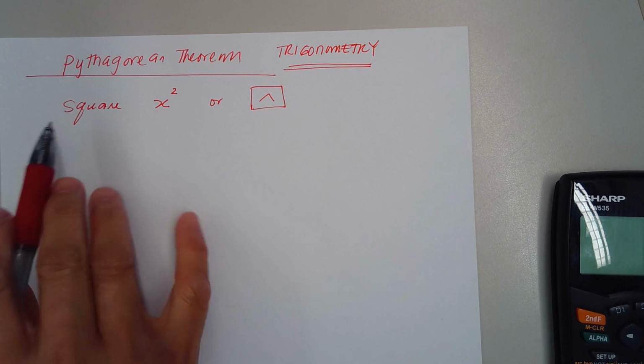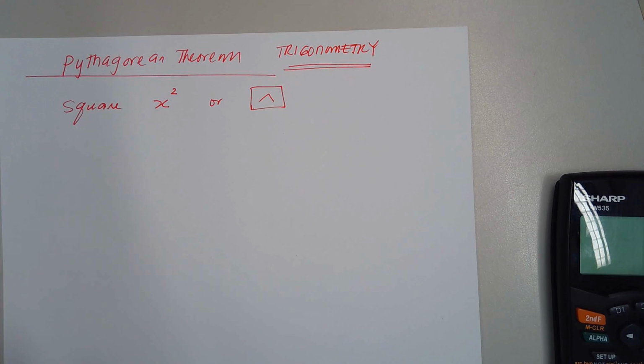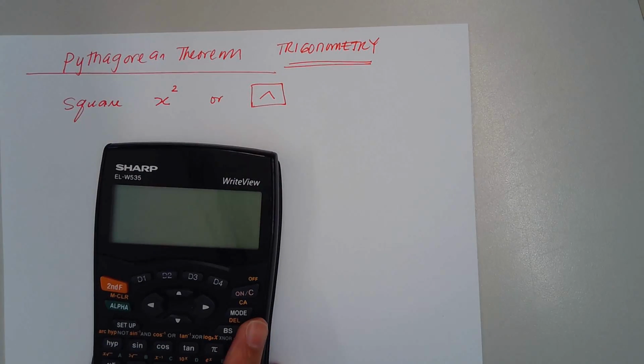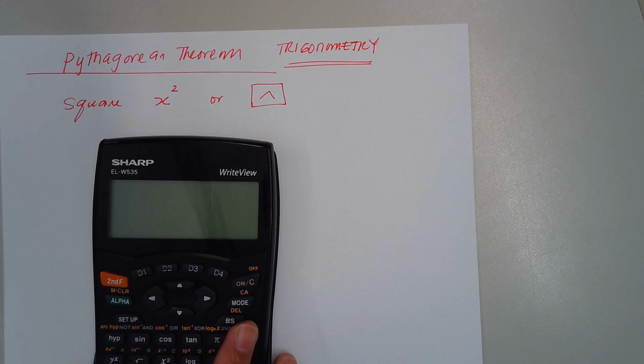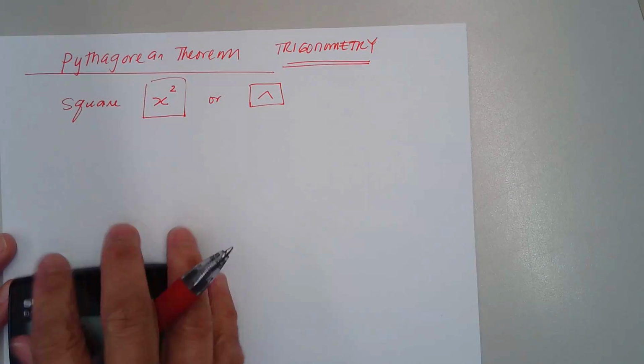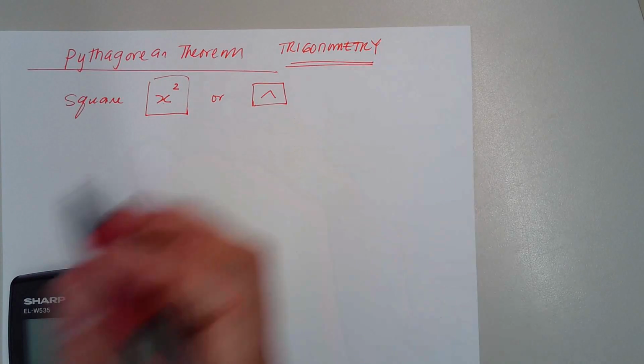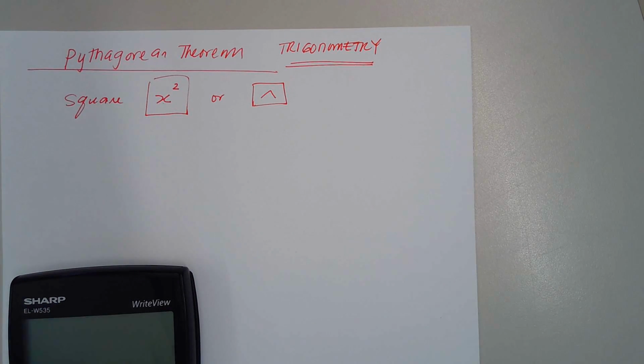Now, before we dive right into this, I want us to take a look at our calculator and get familiar with some of the buttons that we're going to be using. The first button I want you to locate is the square button. It has the X and then a little 2. Sometimes it's Y with a little 2 on top. That's the square button.